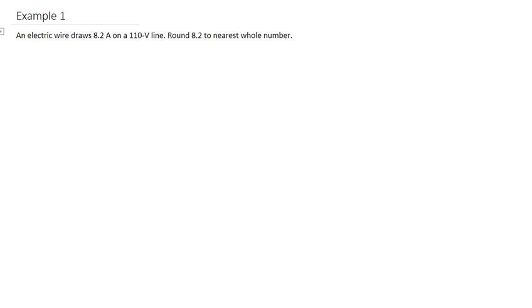Example 1. An electric wire draws 8.2 amps on a 110 volt line. Round 8.2 to the nearest whole number. So we have 8.2, we're going to write this. This is our period that indicates anything after is our decimal part. This is our whole number, the 8. And so what we're going to do is draw a line underneath it, and circle the digit to the right of it to see if it's between 0 to 4 or 5 to 9.